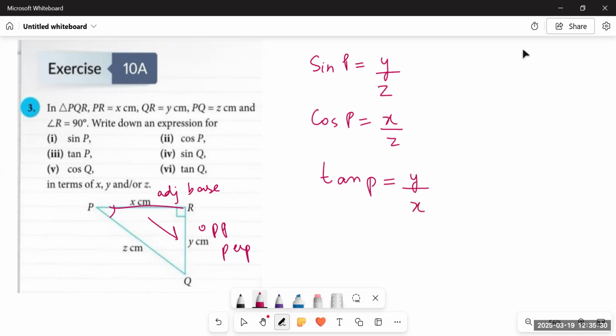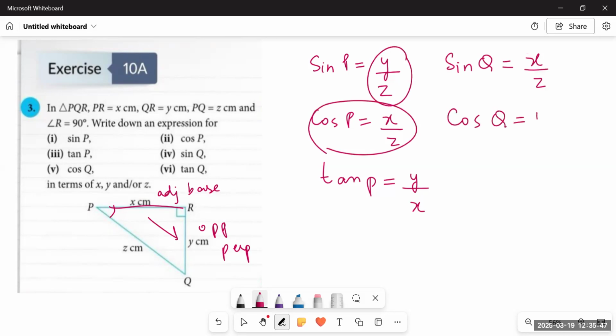And when we talk about the angles for Q, so sine Q would be equal to cos P. So it would be x upon z. Similarly, cos Q would be equal to y upon z. And tan Q would be the inverse of y upon x, that is x upon y. So you see, this is how easy it is to solve these types of questions.